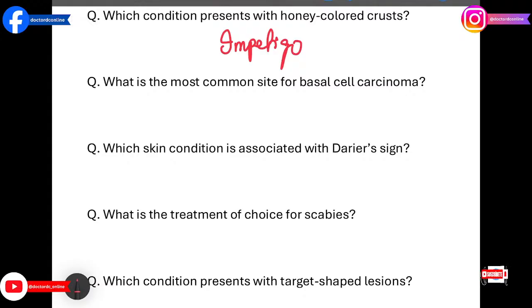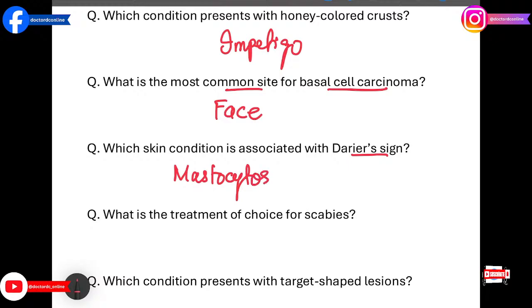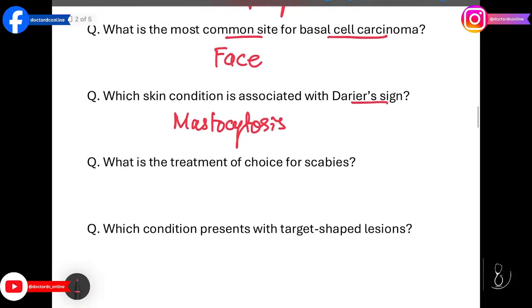What is the most common site for basal cell carcinoma? Face. This slow-growing cancer occurs in sun-exposed areas, rarely metastasizing. Which skin condition is associated with Darier's sign? Mastocytosis. Rubbing lesions causes urtication due to mast cell degranulation.